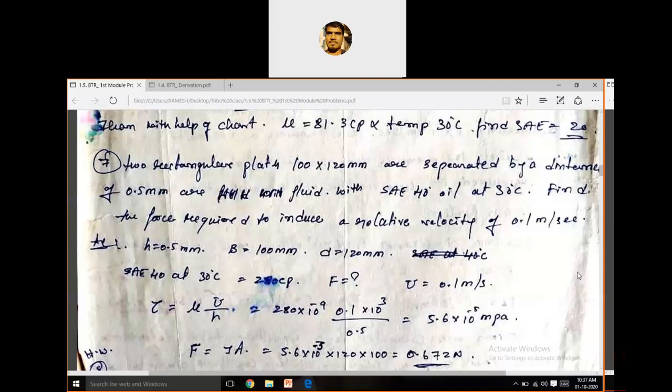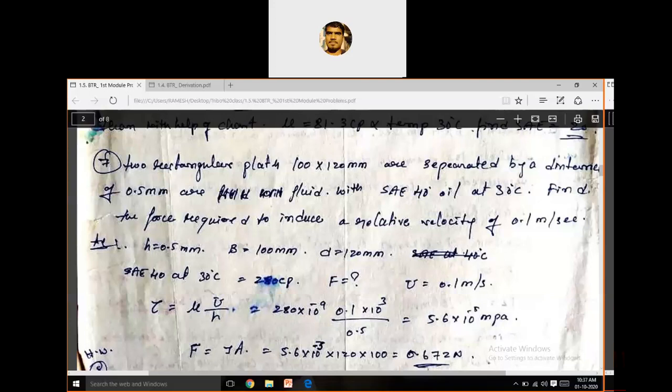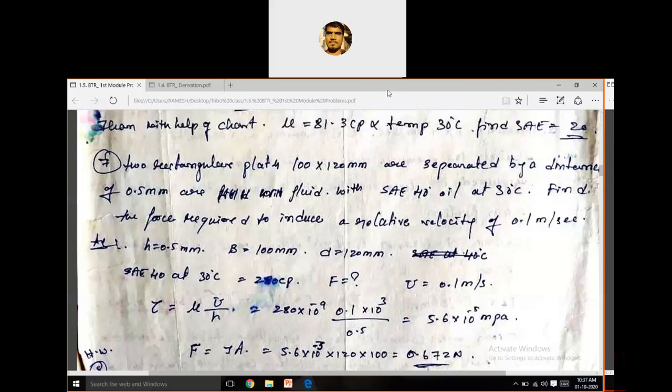So the force is 0.672 Newton. So these are some of the important problems based on capillary tube and parallel plates.